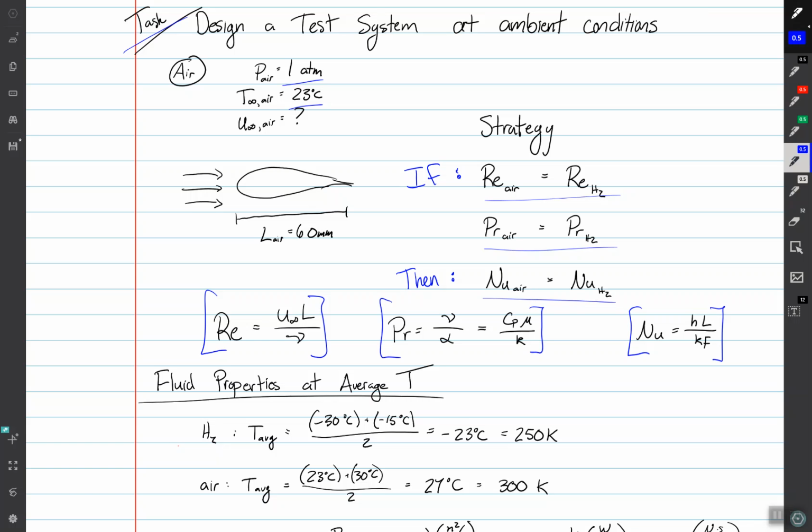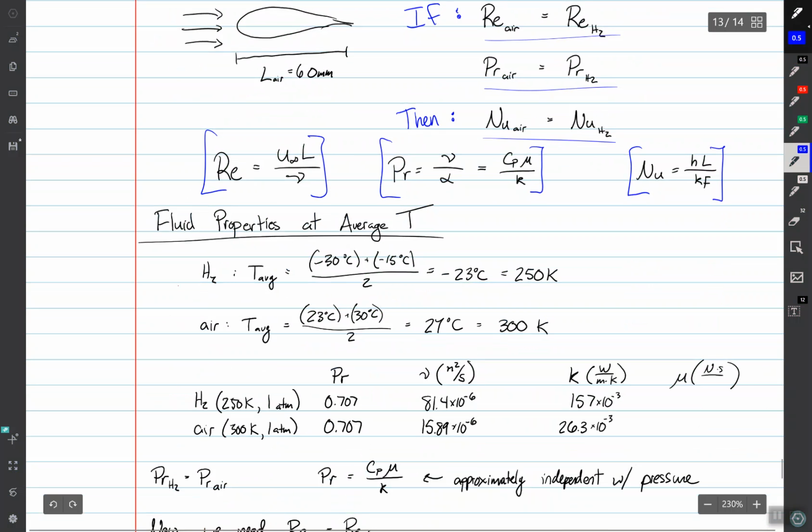We're going to need different fluid properties like kinematic viscosity, thermal diffusivity, Prandtl number, and all of these different things. These are all temperature dependent properties, so we're going to find our fluid properties at two average temperatures. The real system has hydrogen. Our test system has air.